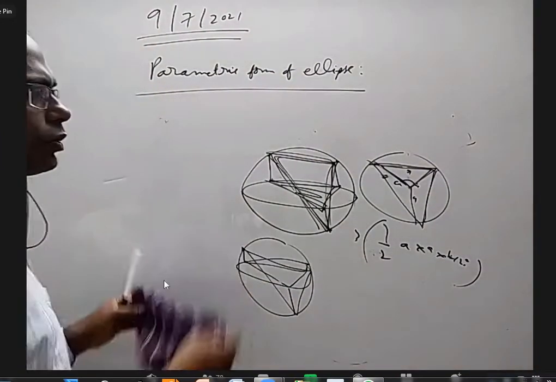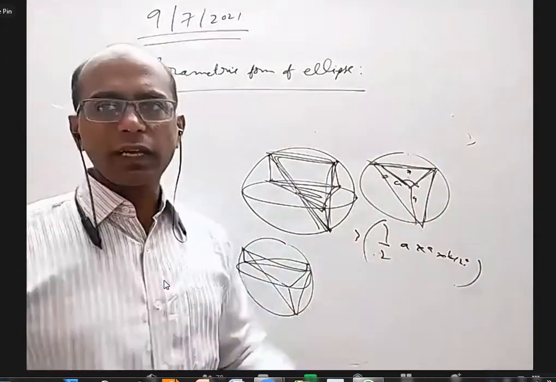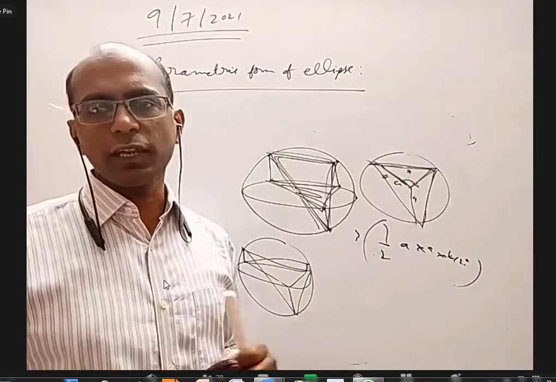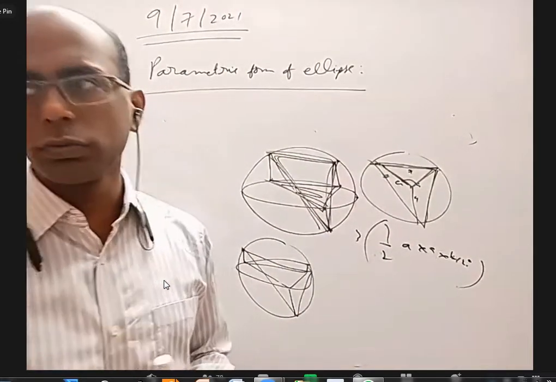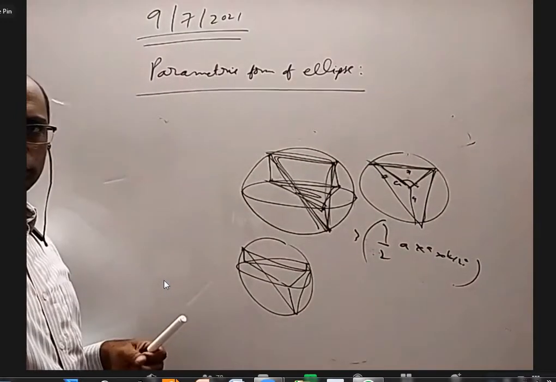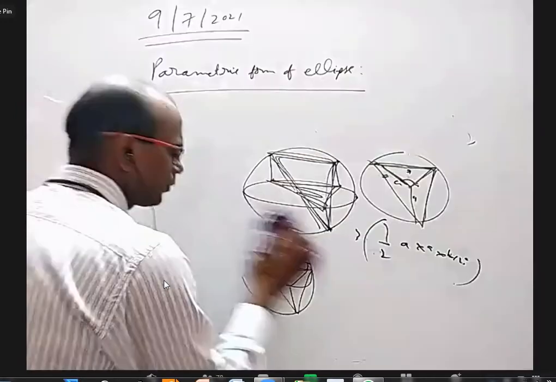So we could prove it easily. Otherwise, understanding that there are infinite maximum-area triangles within the ellipse is difficult to visualize, right?